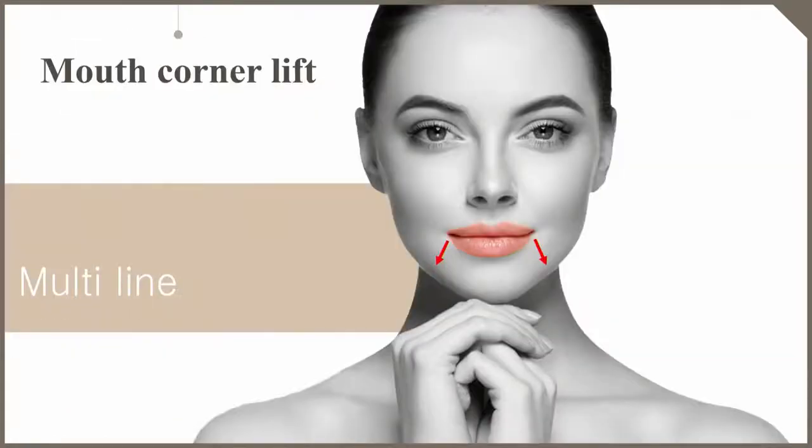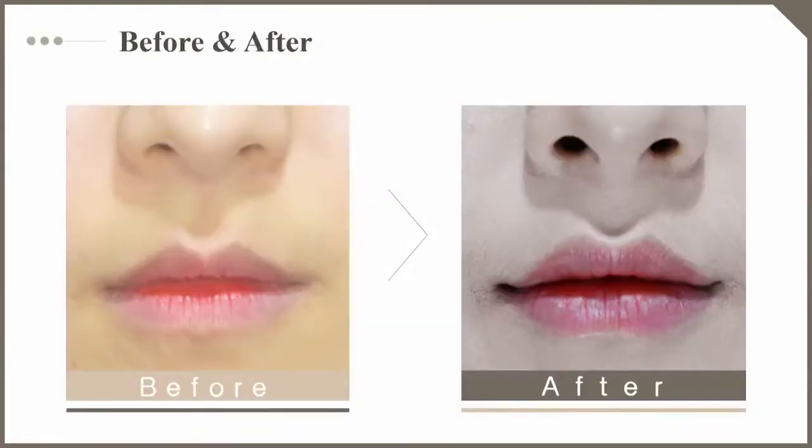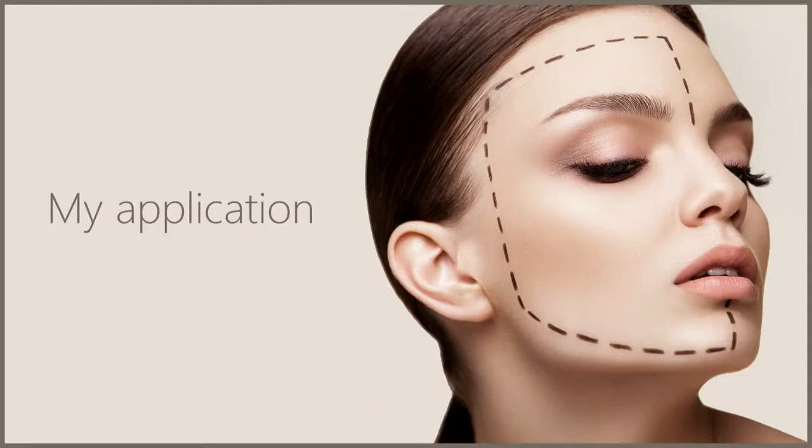Also, many older people complain that the mouth corner is drooping. So you can just insert two multiline threads from the mouth corner to the lower lateral part. We can check the change. The mouth corner became upturned. So that is the presentation of the scaffold type thread.